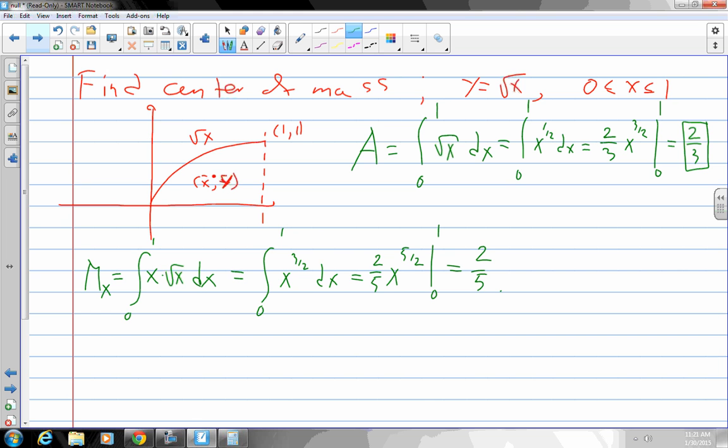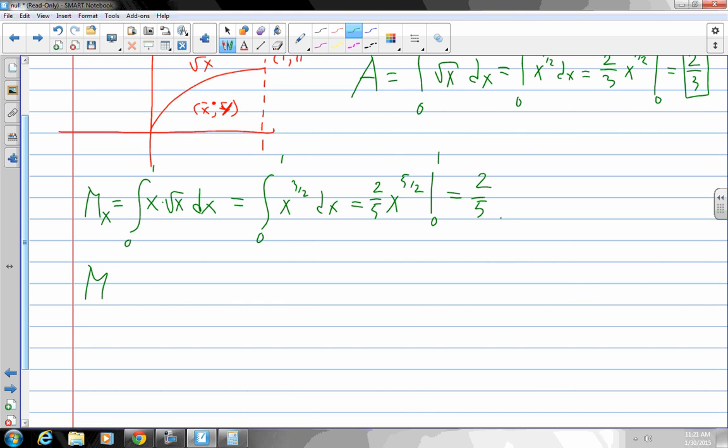And we can compute the moment with respect to y. So that's from 0 to 1, 1/2 the function squared. So it's the square root of x, squared, dx. So that's the other formula. So 1/2 integral from 0 to 1 just x dx after you square that. So it becomes 1/2 times x squared over 2 from 0 to 1. So what do we get?